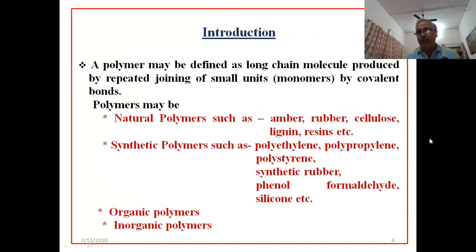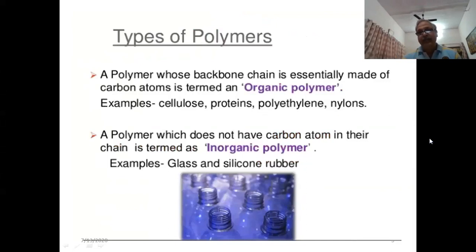covalent bonds. A polymer may be natural polymer, synthetic polymer, organic polymer, or inorganic polymer. Natural polymers are amber, rubber, cellulose, etc. And synthetic polymers are polyethylene, polystyrene, synthetic rubber, etc. The organic polymers are those polymers whose backbone chain is essentially made of carbon atoms. It's termed as organic polymers. For example, cellulose, protein, polyethylene, and nylon are known as organic polymers.